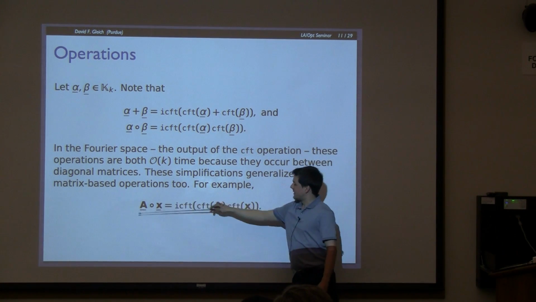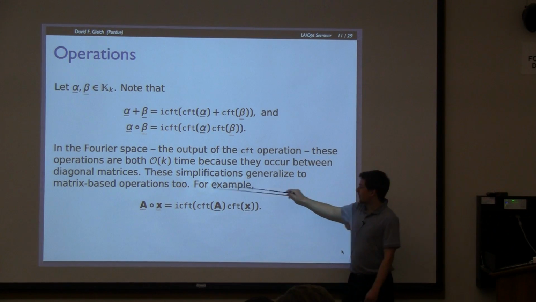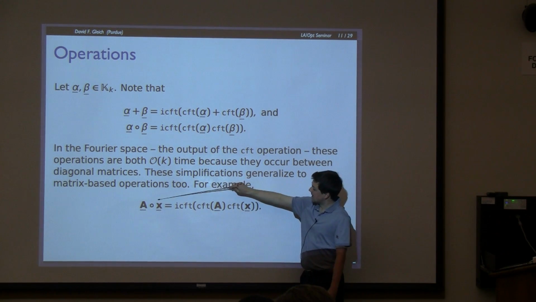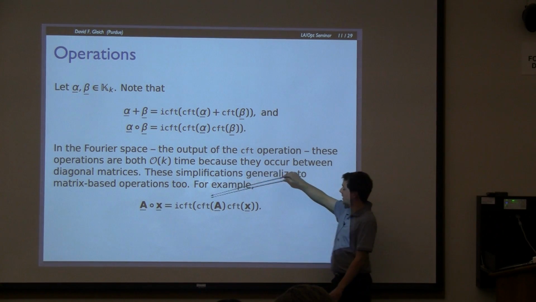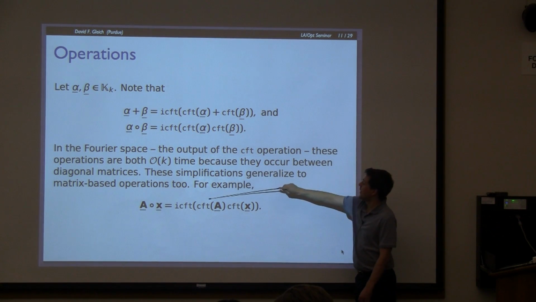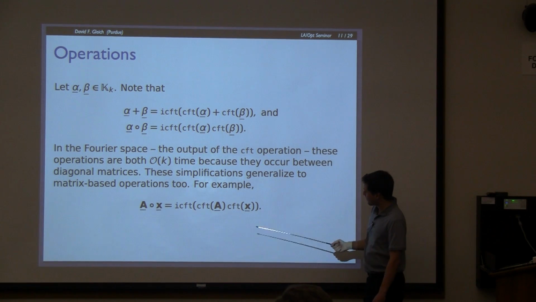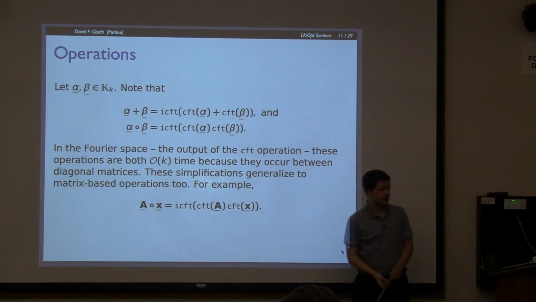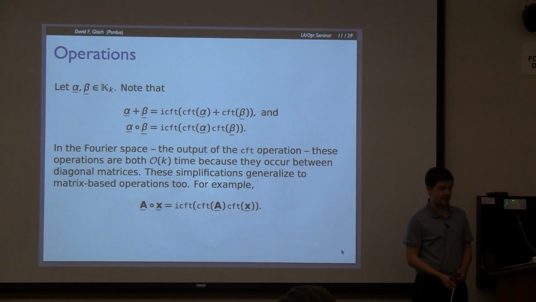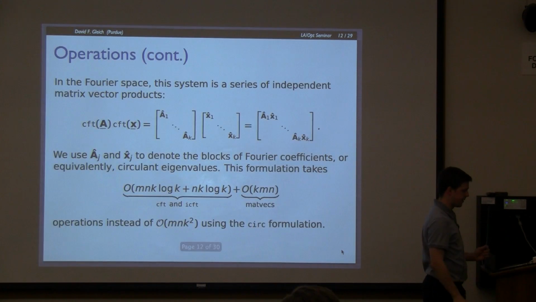It turns out that this entire notation generalizes to matrices too. So if you want to write A circ x, you do the inverse CFT. You define the CFT of A and the CFT of x, and you take the inverse CFT of that. Now, there's a couple little tricks in here, so let's get to those.